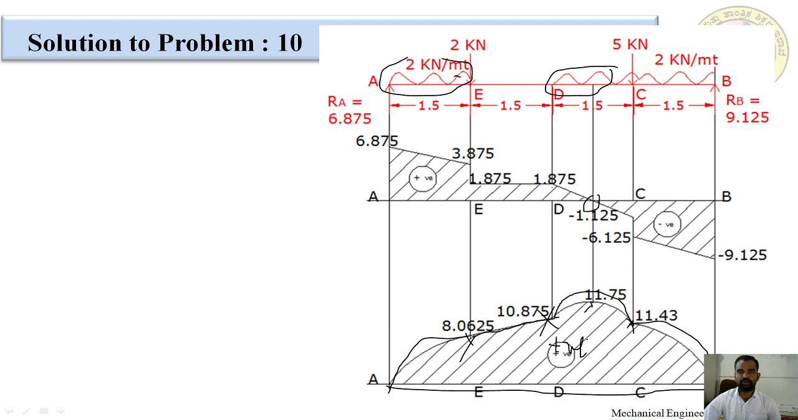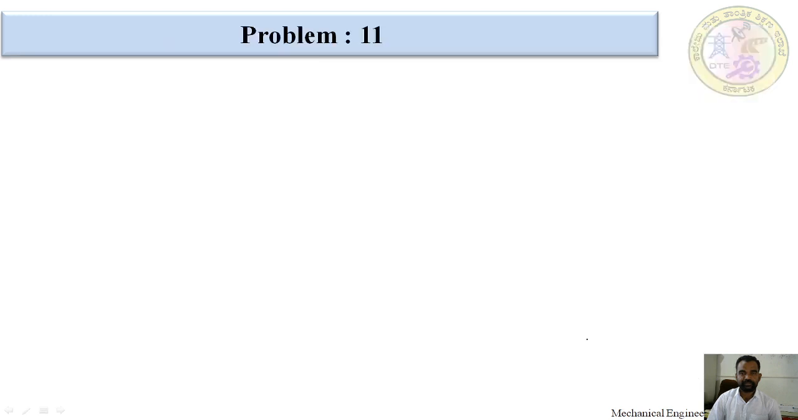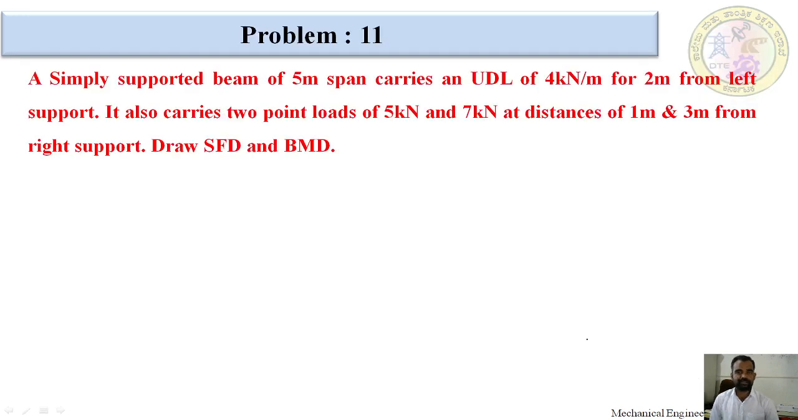In the next slide we are going to have another problem on the same simply supported beam with point load and UDL. This is problem number 11. This is the same problem we discussed in previous sessions. A simply supported beam of 5 meter span carries a UDL of 4 kN per meter for 2 meters from the left support. Okay, we have one simply supported beam.